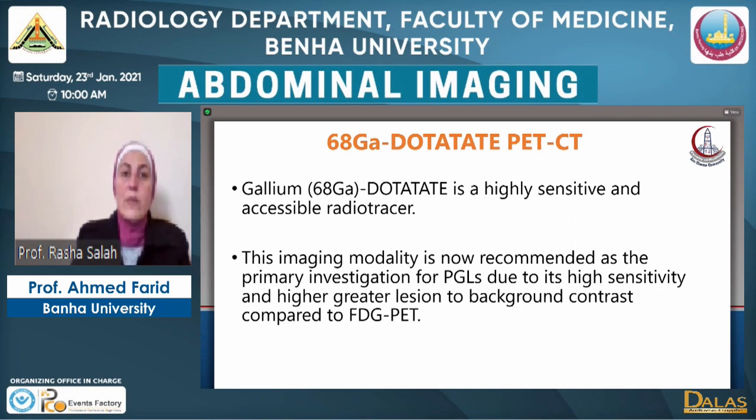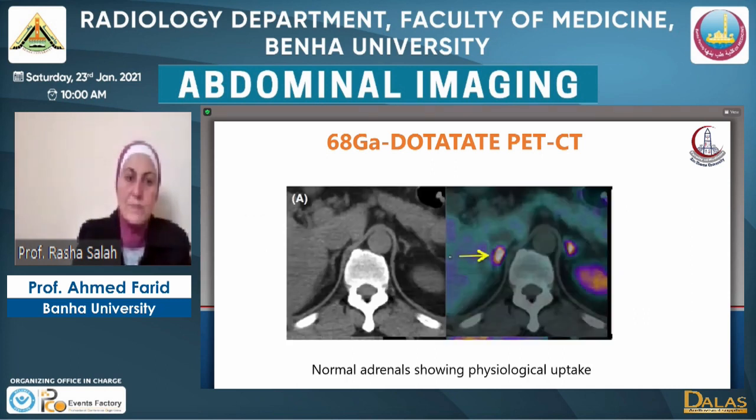So if we are dealing with a benign paraganglioma or pheochromocytoma, then gallium dotatate is the first investigation of choice, and should be performed for characterization and localization of the metastatic disease. Gallium dotatate has a pitfall: normal adrenals show physiologic uptake. We see here normal appearing adrenal glands bilaterally, but they are showing physiologic uptake on the gallium dotatate because they normally have somatostatin receptors.